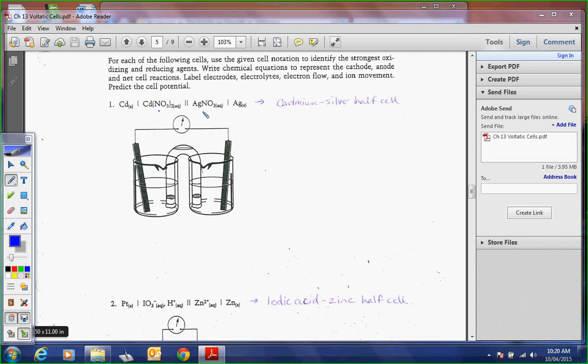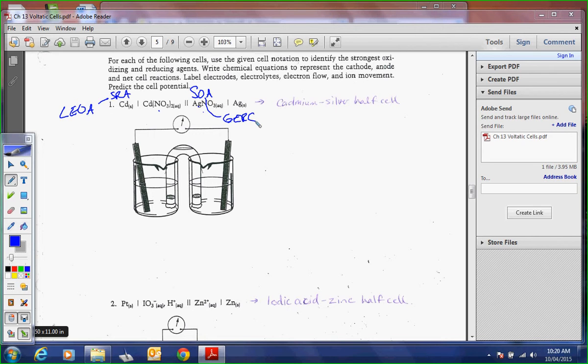So where do you start? You start by identifying your strongest oxidizing agents and strongest reducing agents. You probably found that your silver ion was your strongest oxidizing agent, did you? Yes. And that your cadmium metal was your strongest reducing agent, and you found those in your data booklet, right? By going up the column and down the other column. Then you go, right, the strongest reducing agent is oxidized, the anode, and the oxidizing agent is reduced, the cathode. Can everybody do it that quickly?